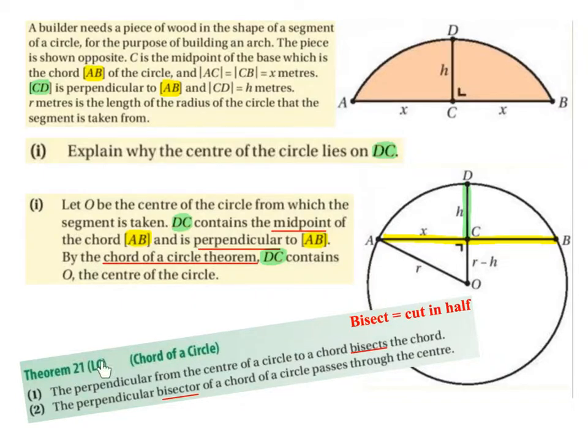Just a reminder that this is Theorem 21, chord of a circle. Part 1, the perpendicular from the centre of a circle to a chord bisects the chord, which means cuts it in half. And Part 2, the perpendicular bisector of a chord of a circle passes through the centre. You don't need to quote this word for word, it's enough just to say by the chord of a circle theorem.